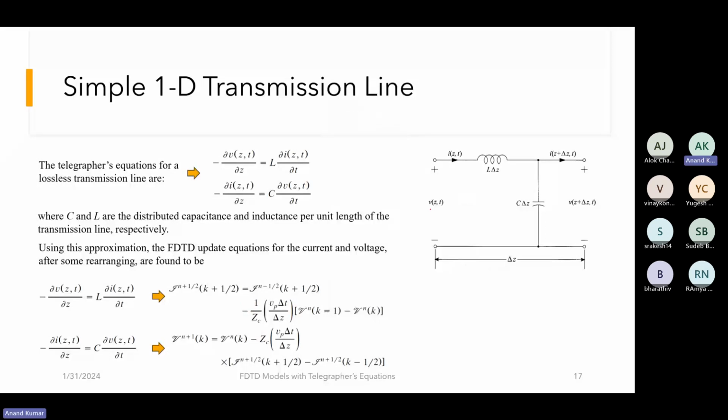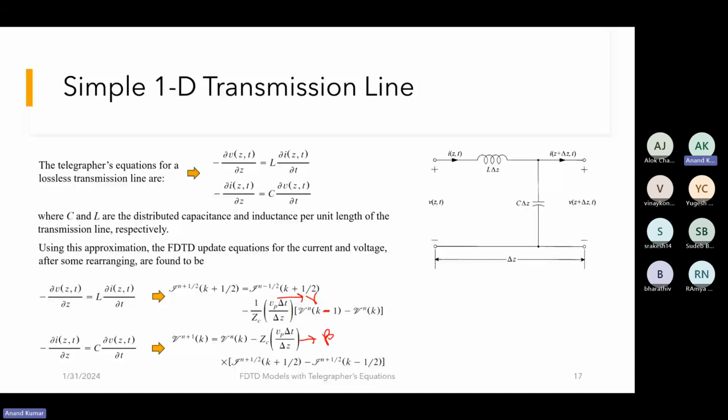I'm sorry, this should be just a minus symbol, not an equal to. This is minus, and this will probably become gamma, and this thing will become beta when we are writing the codes. So these are the update equations.